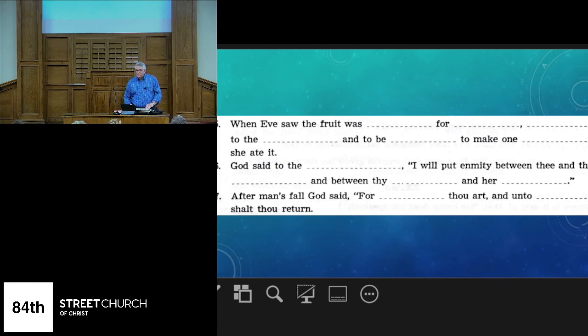So who are we talking about here in chapter 3, verse 15? Enmity between thee, meaning Satan, and the woman, and between her seed and his seed. You know exactly who we're talking about here?